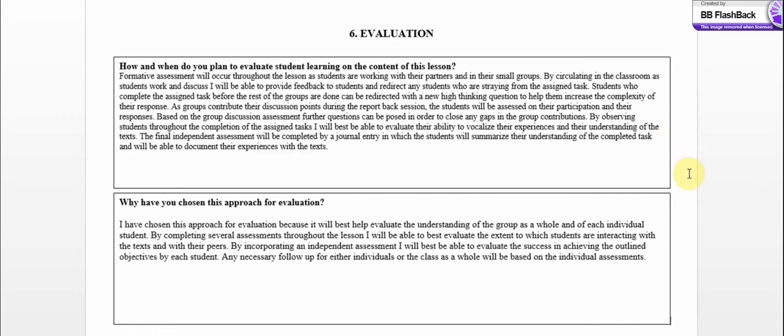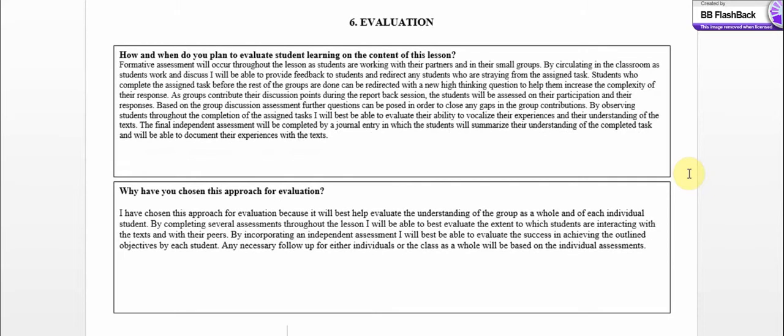in what way. Now, why have I chosen this approach for evaluation? I've chosen this approach for evaluation because it will best help evaluate the understanding of the group as a whole and of each individual student. By completing several assessments throughout the lesson, I will be able to best evaluate the extent to which students are interacting with the text and with their peers, because part of this lesson, I think, is not only working with text, but being able to interact with your peers and being able to communicate your thoughts and your experiences.